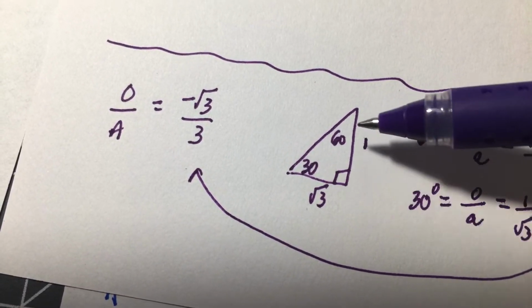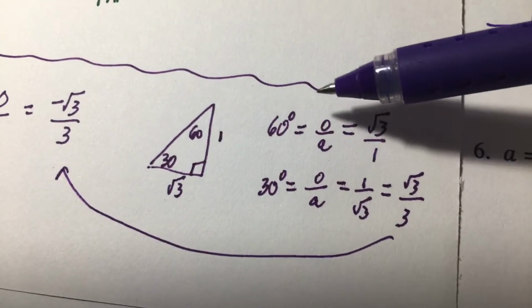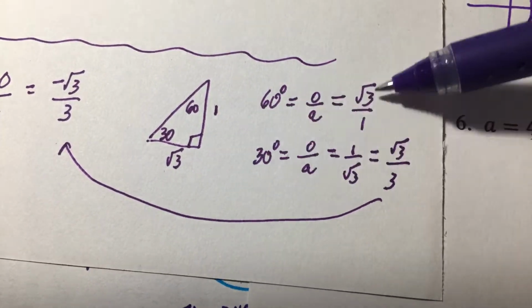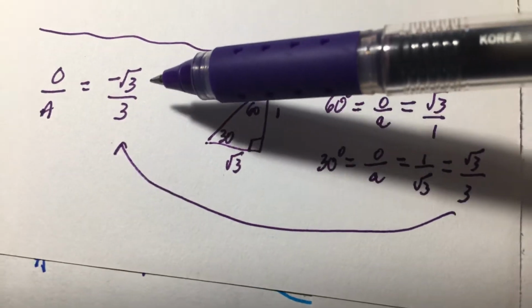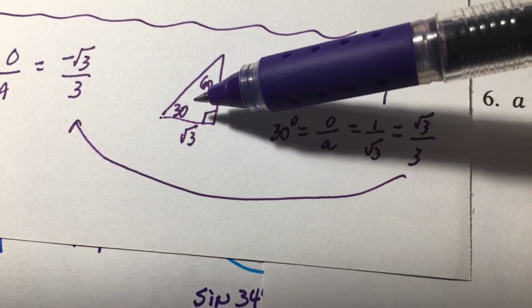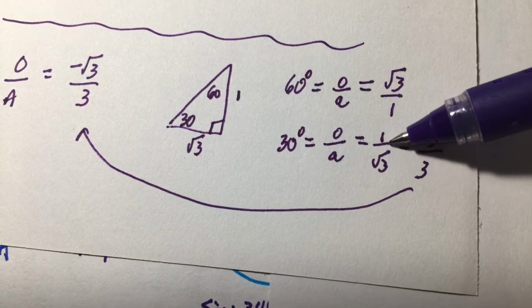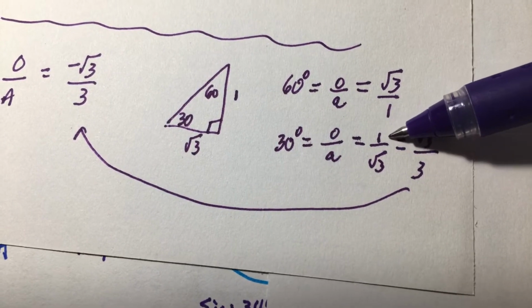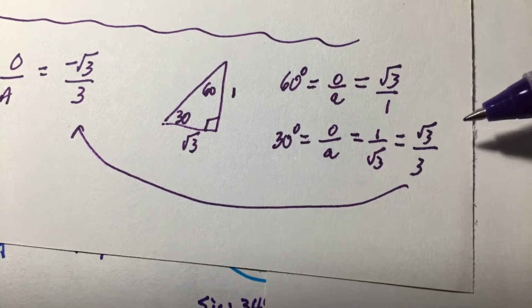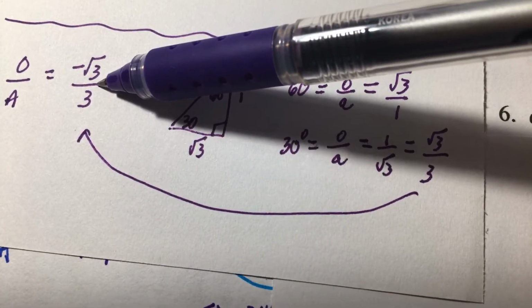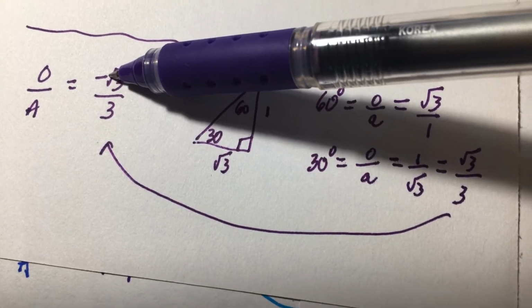Okay, so we look at our 30, 60, 90 triangle and we start thinking, what are the opposite or adjacents? Well, from a 60, it would be square root of 3 over 1. That wasn't what we wanted. We wanted square root of 3 over 3. From the 30, it would be 1 over the square root of 3. That doesn't look real good right now until we rationalize it. Imagine multiplying by square root of 3 over square root of 3. There we go, square root of 3 over 3. That's what we want. Now, how does this negative come into play?